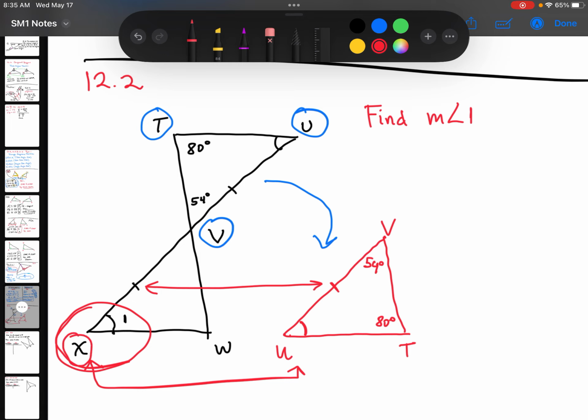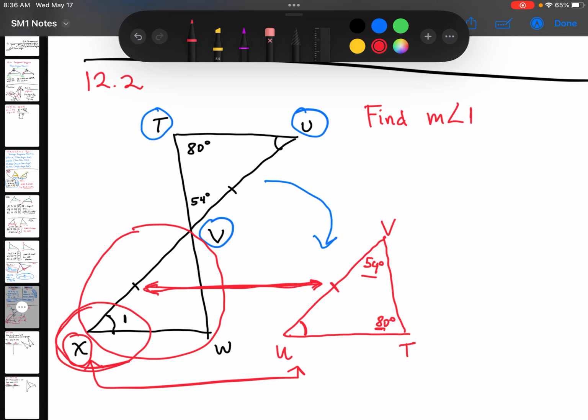I have no information whatsoever in terms of measures of segments or angles in the triangle XVW. But I can use triangle UVT to figure it out. As you can see, this segment and this segment is the same. And now look at that. This measures 54 and 80.